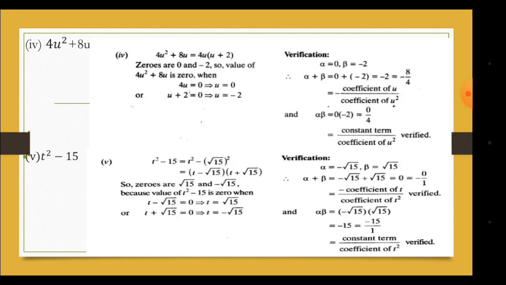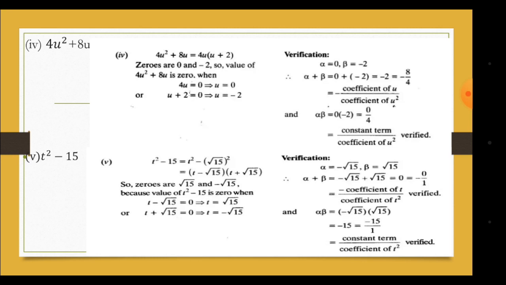See the second relation, alpha into beta, that means product of zeros, means 0 into minus 2, that is 0, and 0 we can write as 0 upon 4, where 0 is the constant term and 4 is the coefficient of u square. So we get here alpha into beta equal to constant term upon coefficient of u square. So the second relation also gets verified.